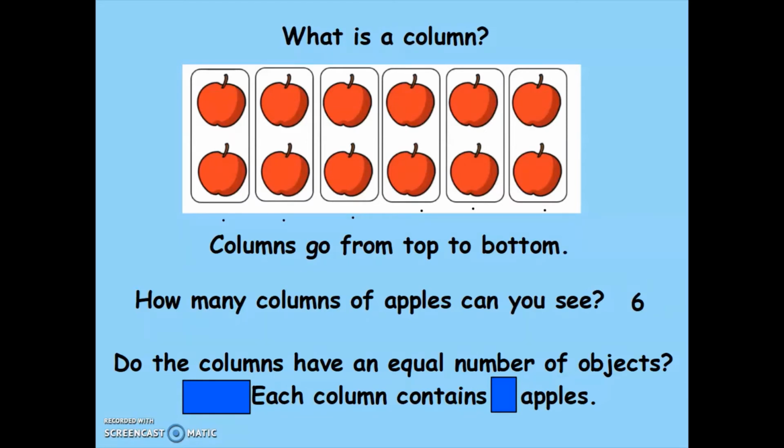And do columns have the equal number of objects? Yes or no? Yes, they do. We can see this array definitely does. You can see that each column contains 2 apples.